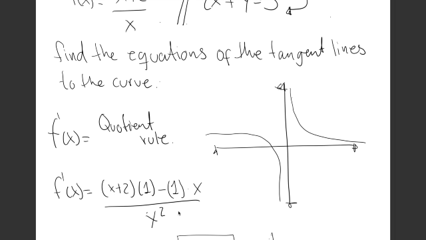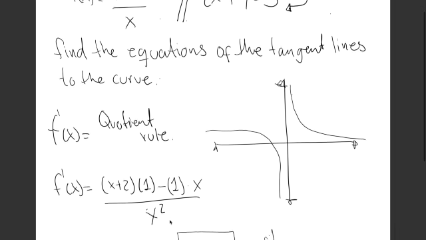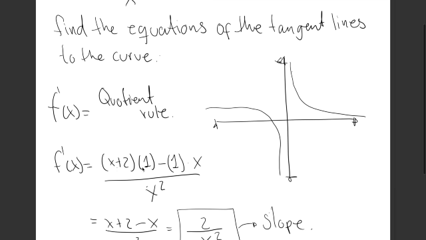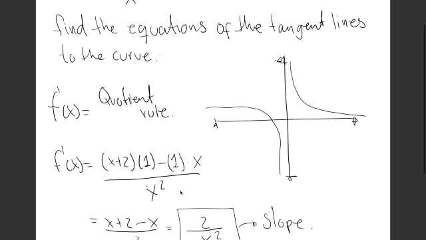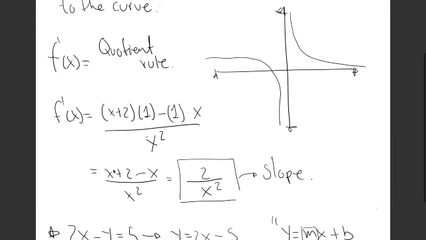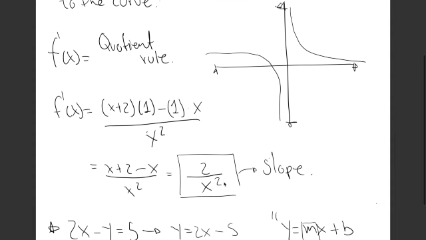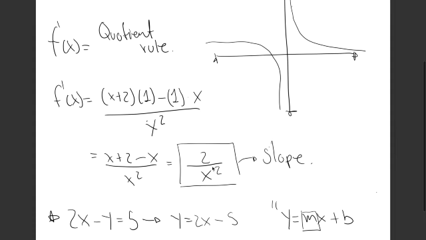All that divided by the denominator squared, which gives us x plus 2 multiplied by 1 minus 1 multiplied by x, over x squared. Breaking the brackets, we get x plus 2 minus x over x squared. x plus 2 is x plus 2 if we multiply it by 1, and 1 times x is x. Now I have x and negative x, which cancel each other, and as a result I get 2 over x squared.